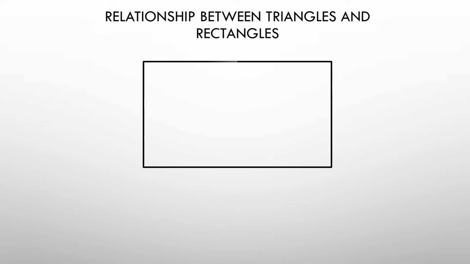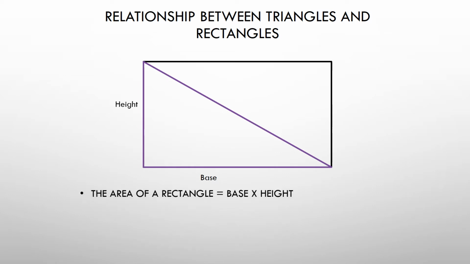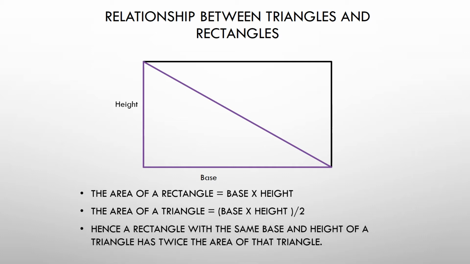Now let's look at the relationship between triangles and rectangles. So if you have a rectangle with base and height, and you draw a triangle within that rectangle with the same base and height, then the area of the rectangle is base by height, the area of the triangle is base by height over 2. So hence, a rectangle with the same base and height of a triangle has twice the area of that triangle.